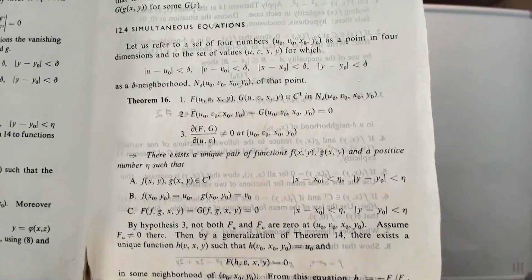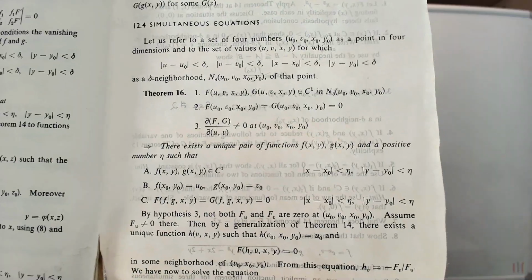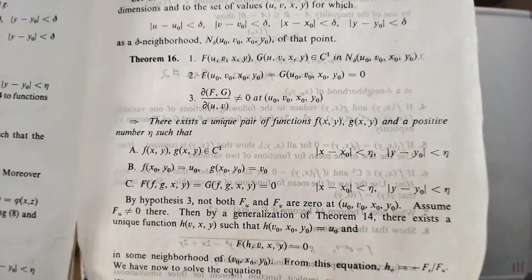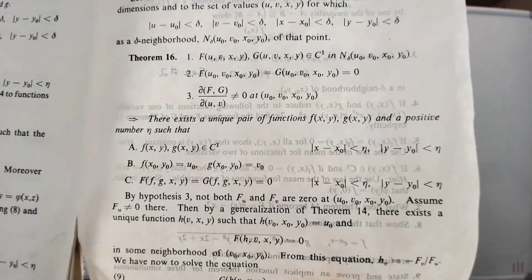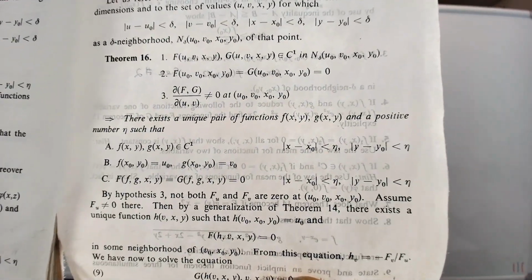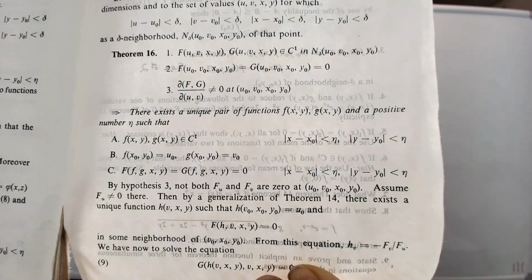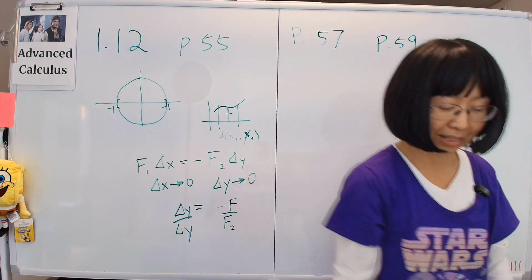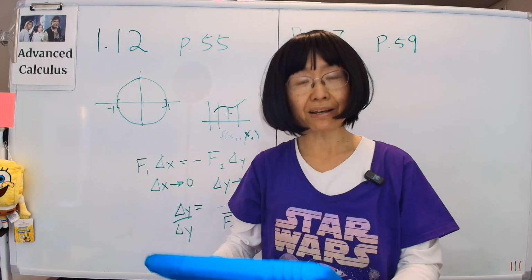Yeah, in the middle. There exists a unique pair of functions f(x,y) and g(x,y), and a positive number eta. That's just for the neighborhood. So we have a tiny little eta neighborhood where all the stuff we're looking for exists. That is, the functions f and g will belong to C1, with continuous partial derivatives, and f of x,y will be equal to u, and v will be g(x,y). In other words, we can plug u and v out of the big F and big G.